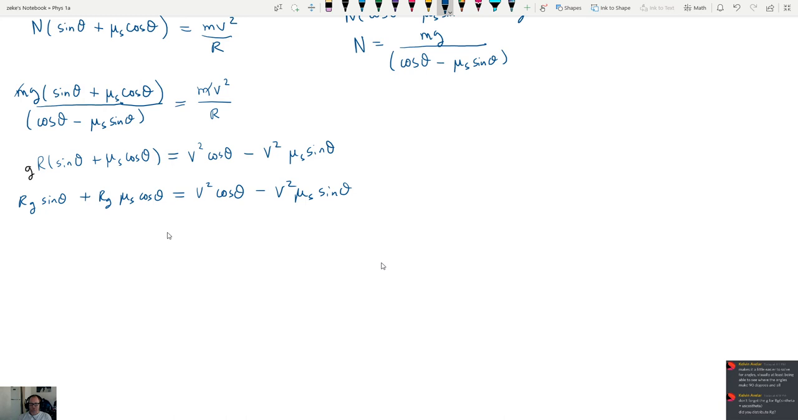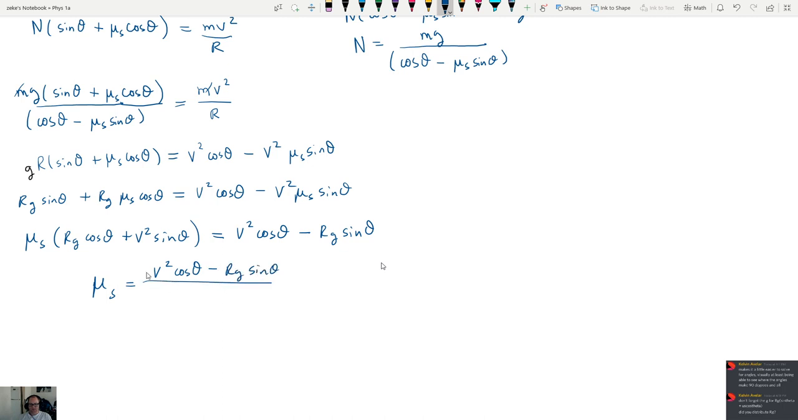Okay, now we want to get the mu s's together. So we're going to have mu s times, this term has mu s times rg cos theta, that's going to go here. This term has mu s times v squared sine theta, is equal to v squared cos theta, that stays, minus this term, RG sine theta. And now we're actually done, because mu s is going to be equal to v squared cos theta minus RG sine theta, all divided by this thing.